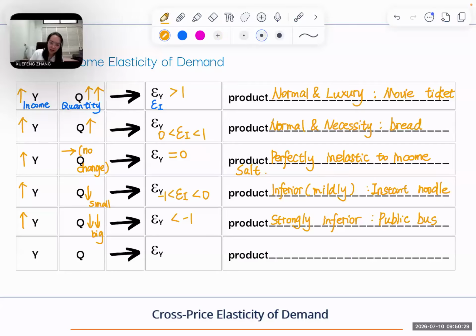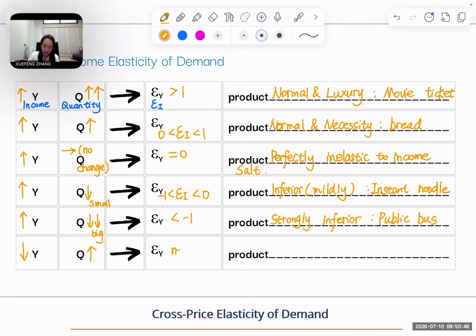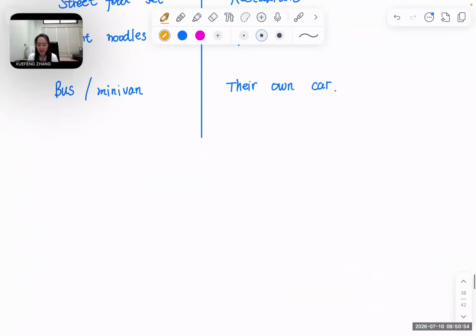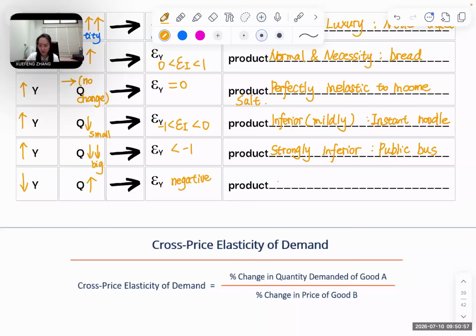The last type: if income decreases but quantity increases, we can only see that epsilon is negative. Like the example here, sticky rice and pork set. So here they are inferior goods, like sticky rice and pork set.